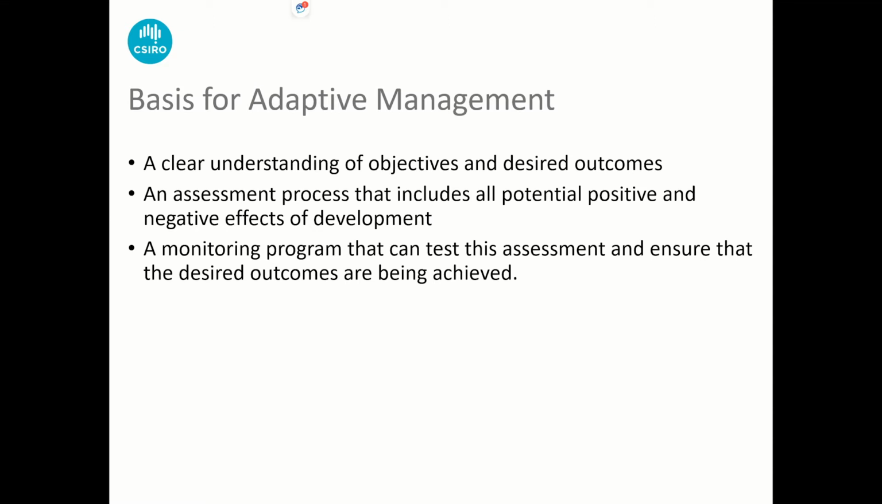the key elements that you need for some sort of adaptive management. And for adaptive management, you need to have a clear understanding of the objectives and desired outcomes. You have to have an assessment process that includes all potential positive and negative results from a development. And finally, a monitoring program that can test this assessment and make sure that the actual desired outcomes are being achieved.